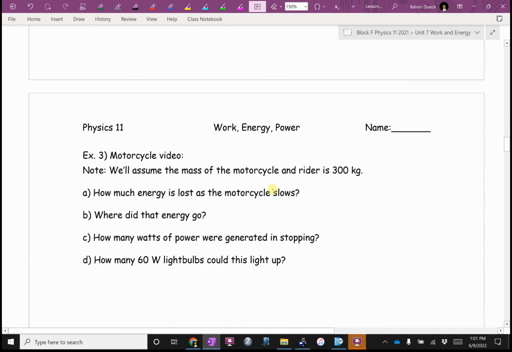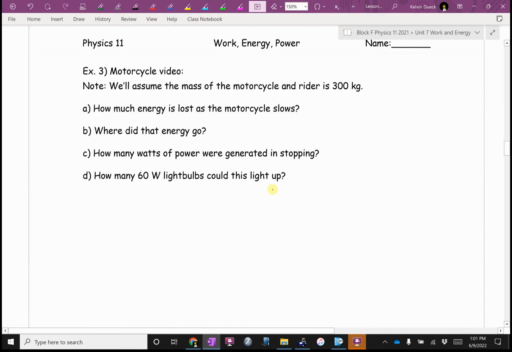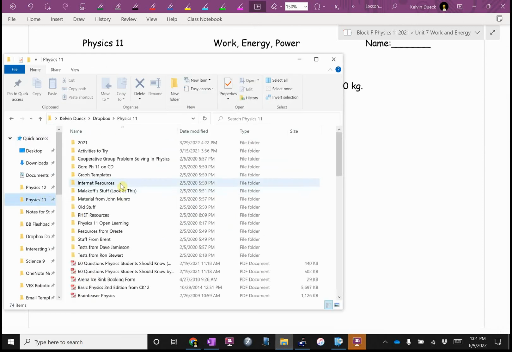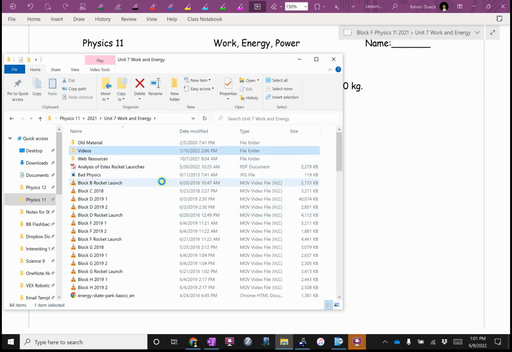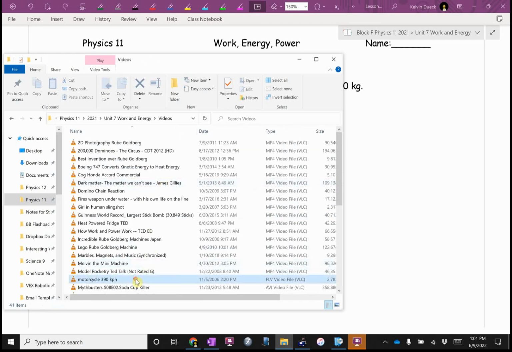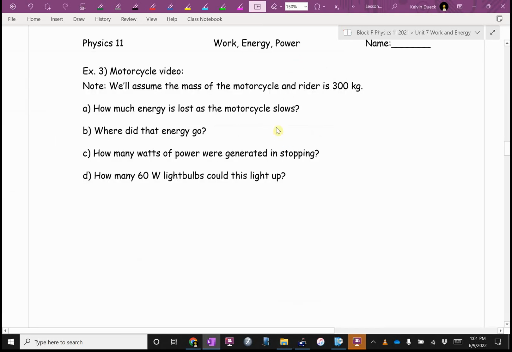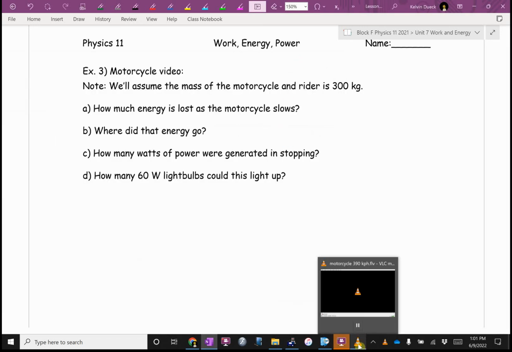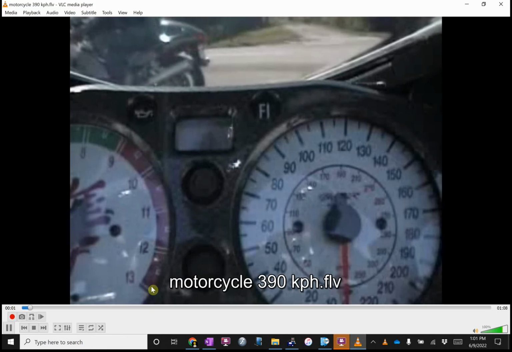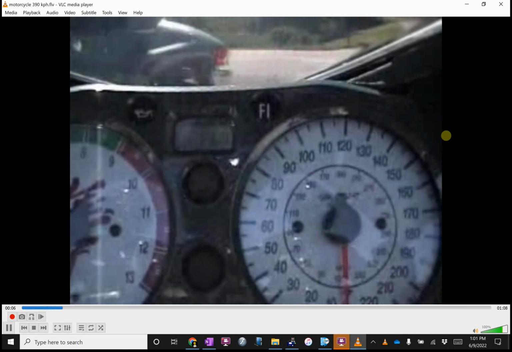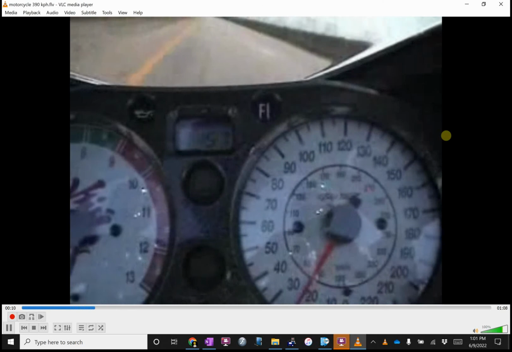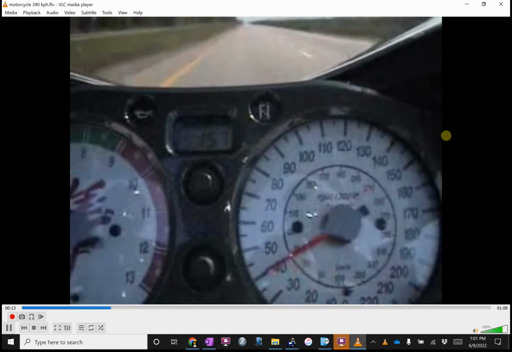Ooh. I need to show you somebody being really, really dumb. Don't try this at home. So this is a motorcycle from Vancouver Island, and I took it because I can see the speedometer right here. This person is driving very dumb. They posted this on YouTube, and they were very dumb.